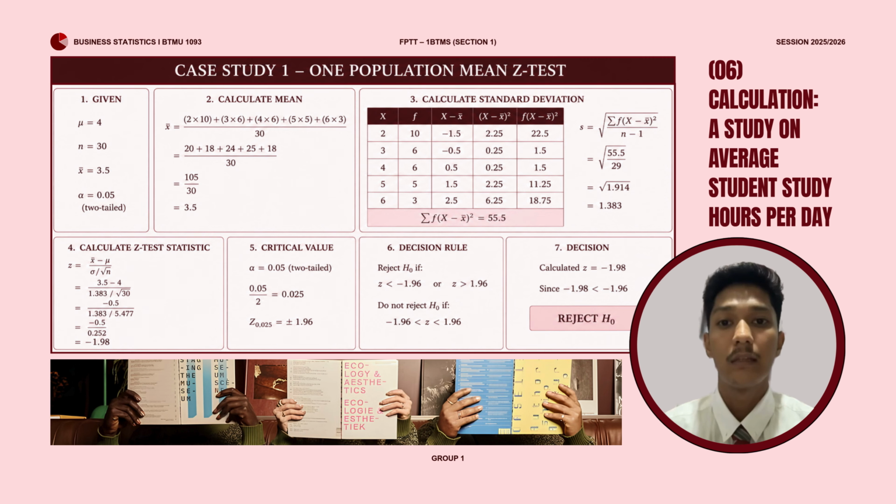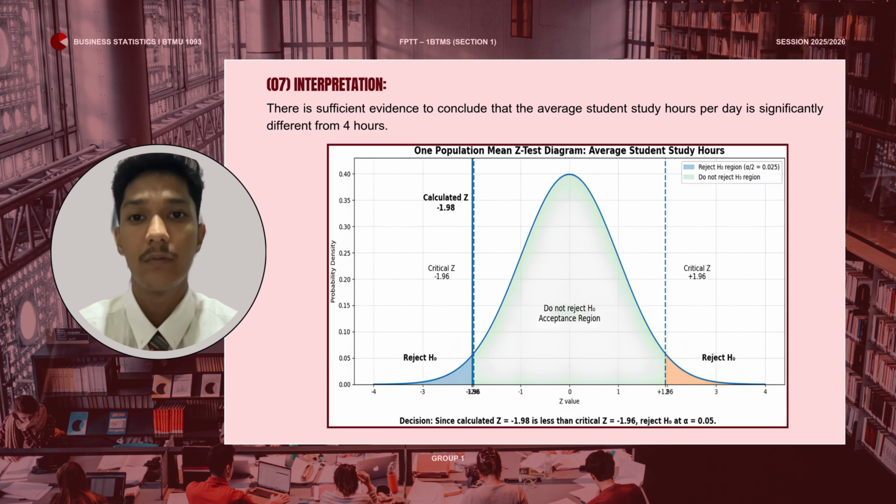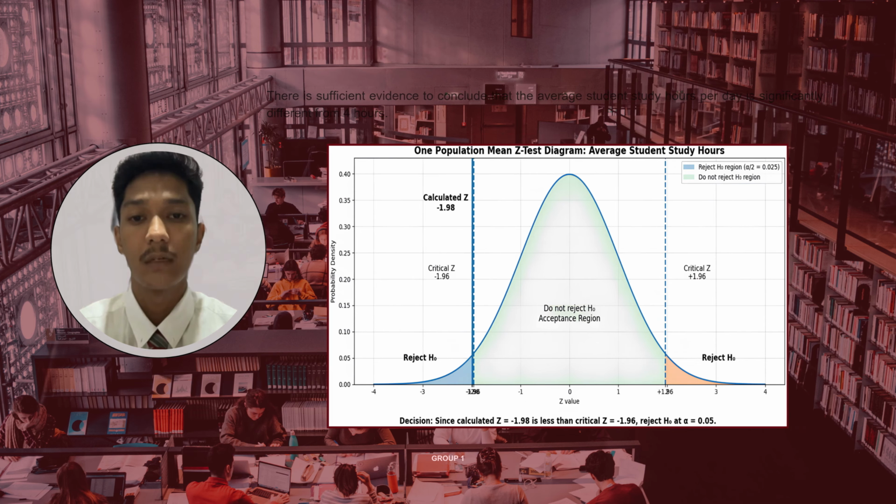After adjusting for the data's natural spread, we calculated our final test score, known as the Z value. It came out to negative 1.98. Because negative 1.98 is past our boundary line of negative 1.96, it falls into the rejection zone. This proves mathematically that the 3.5 hour average isn't a random coincidence. Students are genuinely studying significantly less than the 4 hour benchmark.